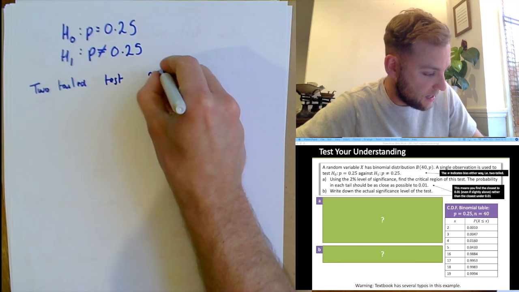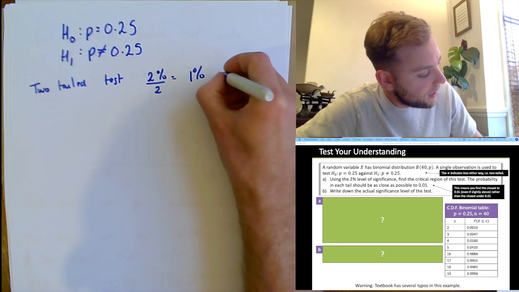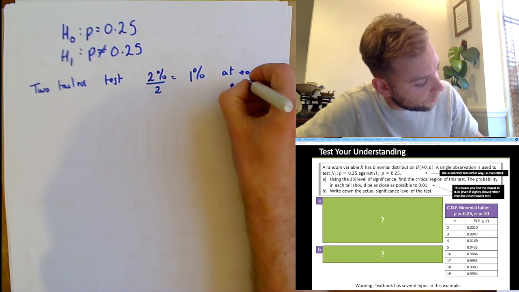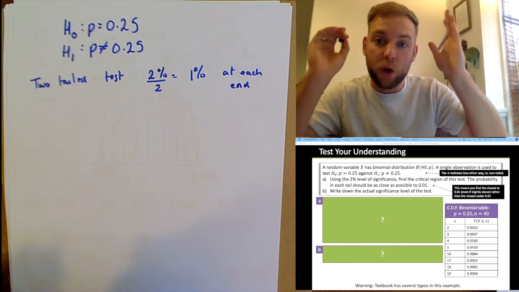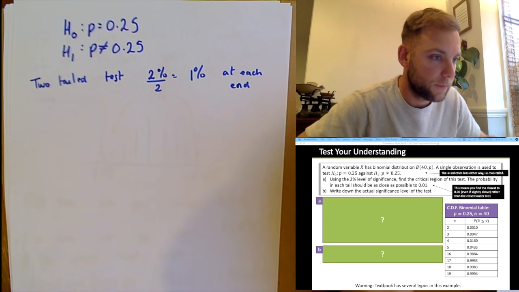So 2% divided by 2 is equal to 1% at each end. This is what we're looking at. We're looking at 1%. We're trying to find out where my values are 1% at each end. Okay.